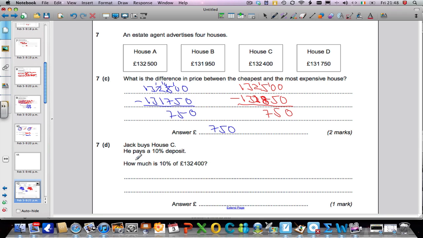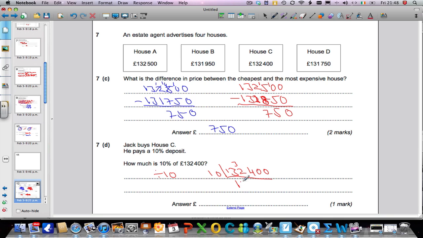Jack buys house C and he pays a 10% deposit, and we're asked for what 10% is of 132,400. To work out 10%, you simply divide by 10. So we're going to do 132,400, and I'm going to divide that by 10. 10 fits into ones, it doesn't go into 1, so carry it over. 10 into 13 goes once, carry 3.